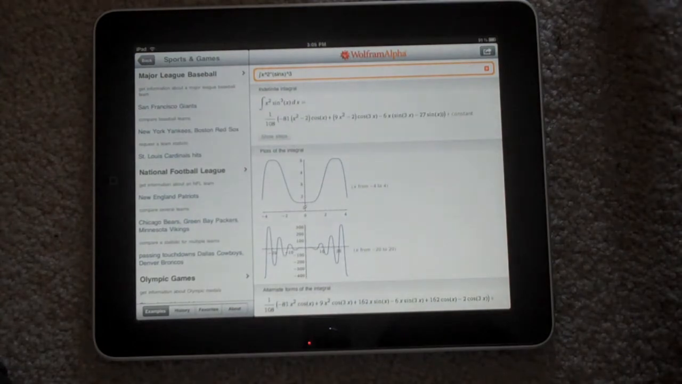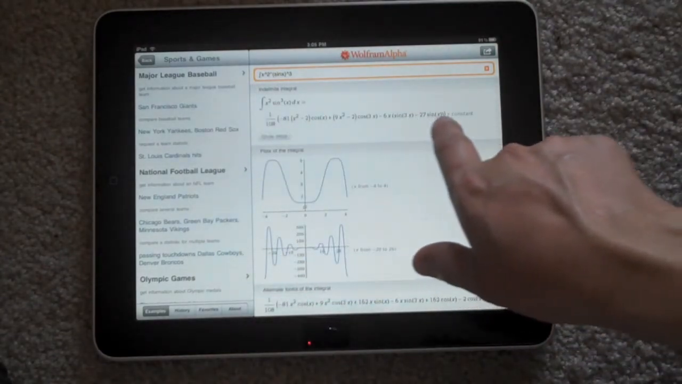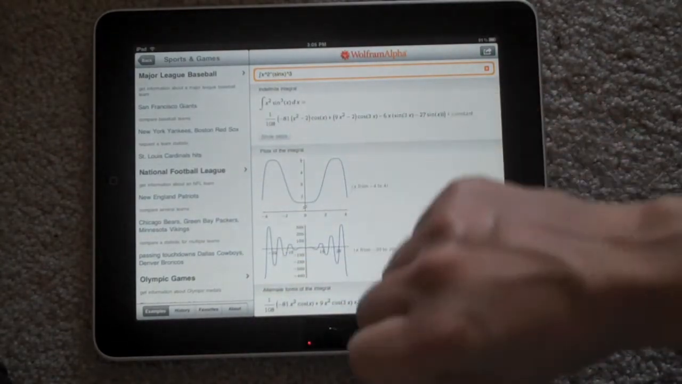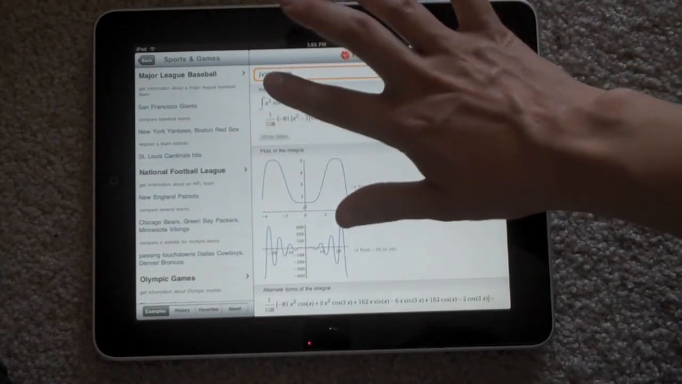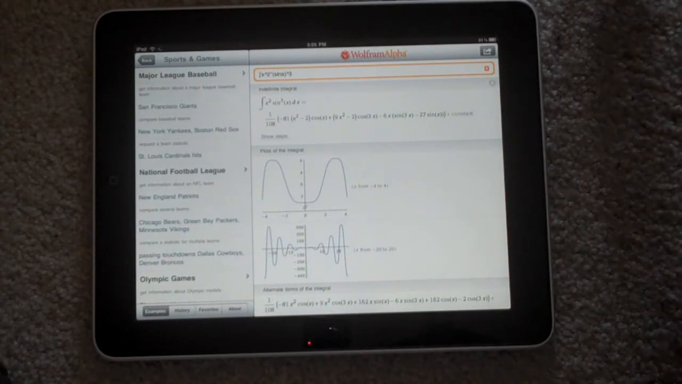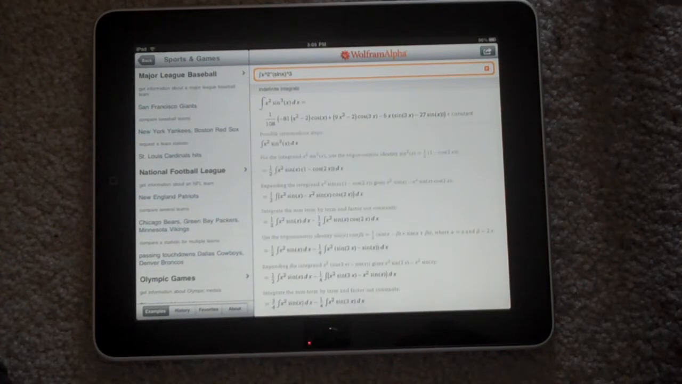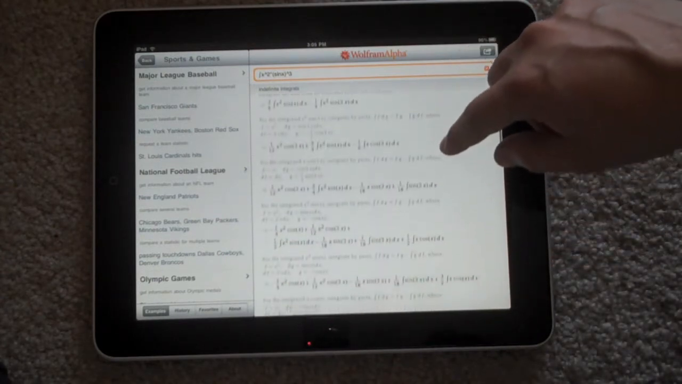Here we go. So the integral of x squared times sine cubed of x. And right here it gives me the answer, this big old long thing. It even tells me plus a constant, grayed out. But now I can tap show steps, and there we go. It's thinking. And now I have a step-by-step explanation of how to solve this problem.